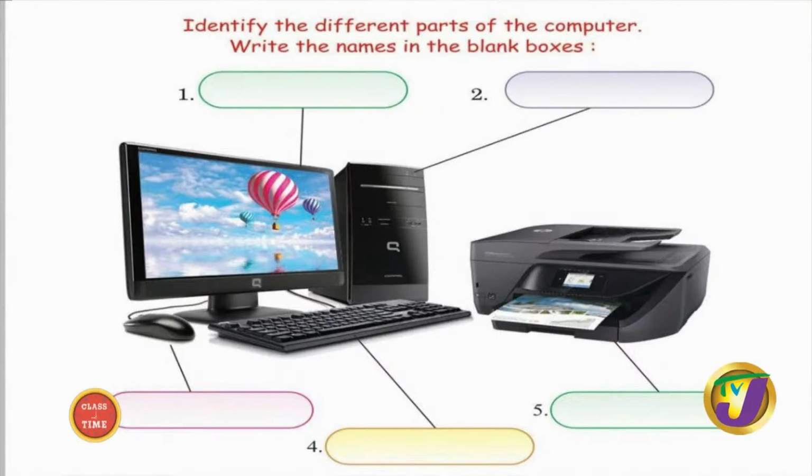All right. So number one is identifying the monitor. Did you get that? Yes. So number one is identifying the monitor. What is number two identifying? Number two identifies the system unit. Number three, yes, number three identifies the mouse. Number four is looking at the keyboard. And number five is looking at the printer.